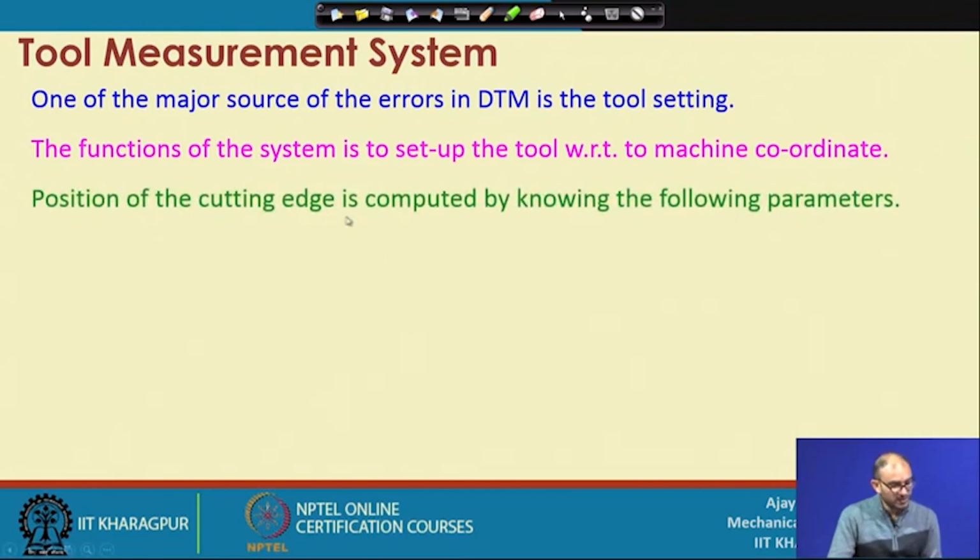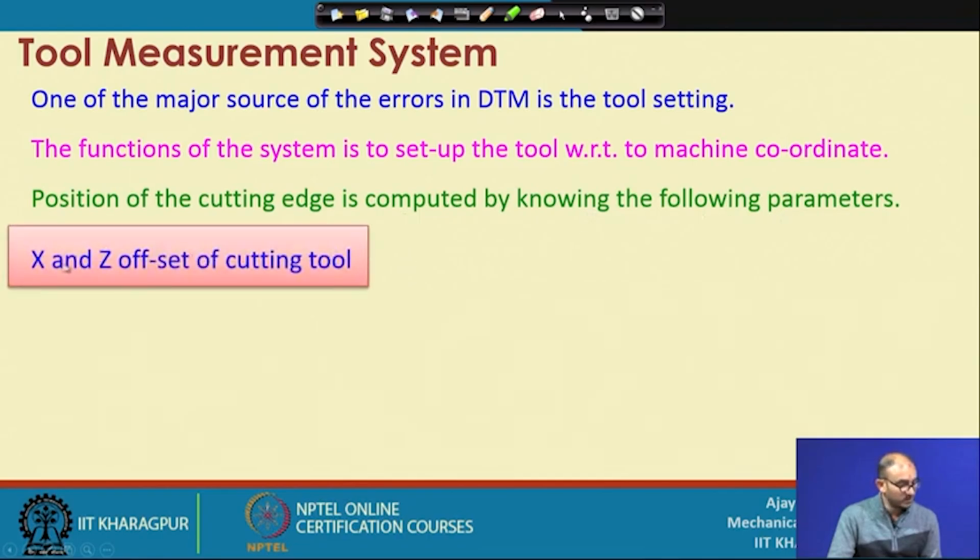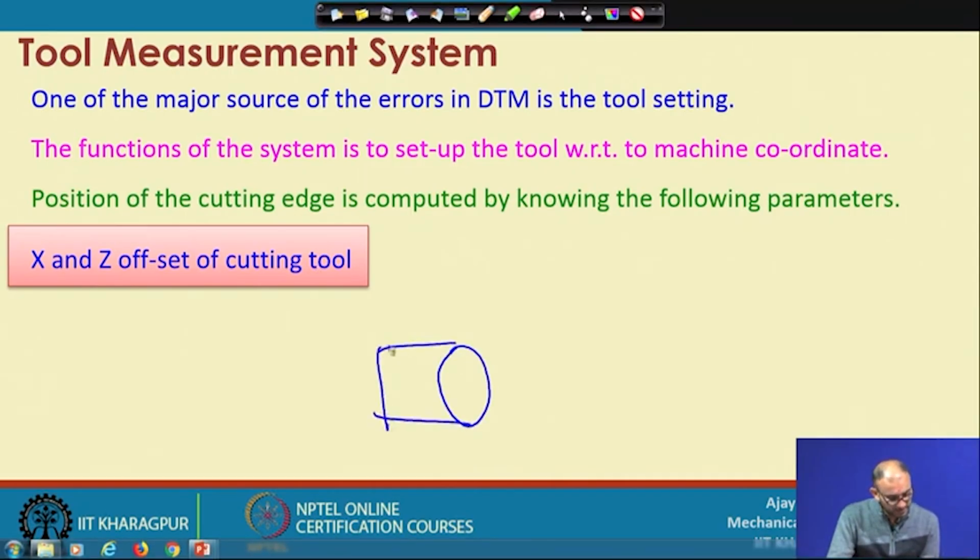So, the position of the cutting edge is computed by knowing the following parameters. First we have to find out the x and z offset of the cutting tool, because mostly our machine is related to x and z only. So, this is our workpiece, and this is our cutting tool which is located at this location, and this is the center. When you are moving in this direction, this is the z direction, and when you are moving in this direction, this is the x direction.